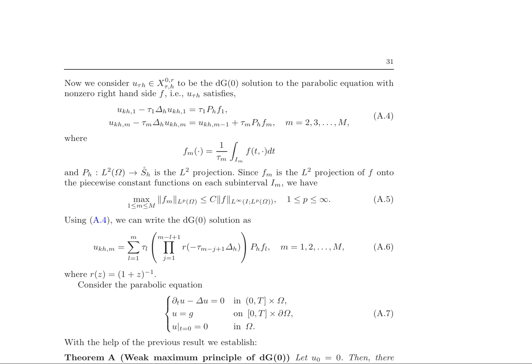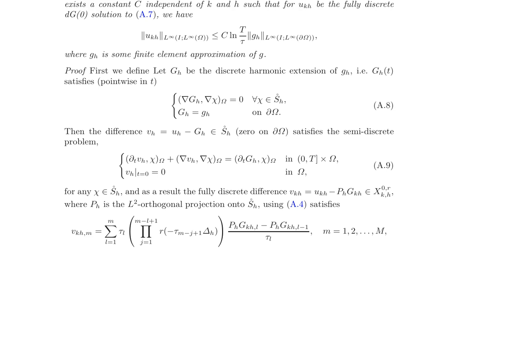This theorem asserts that for the fully discrete DG(0) solution, U_k,h, there exists a constant c, independent of k and h, such that the L infinity(L infinity(Omega)) norm of U_k,h is bounded by the L infinity(L infinity(partial Omega)) norm of the finite element approximation of the boundary data, G_h.